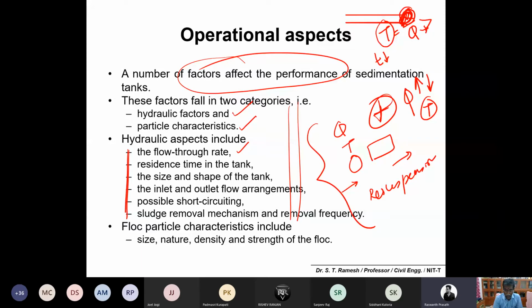Yes, sir. So once it has been constructed, you may not have any control over the area and volume of your tank. You should play with the flow. At the same time, you should not compromise on your detention time, so you should regulate your flow. Most of the primary treatment systems are designed for peak flow conditions, not for average flow conditions.